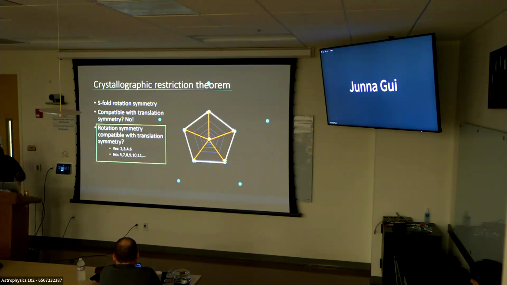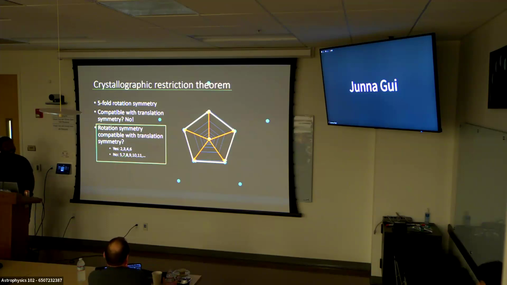Enough of that. So like I said, is rotation symmetry compatible with translation symmetry? The answer is yes, depending on which kind of rotation symmetry you're talking about. For 2, 3, 4, and 6-fold, the answer is yes. For 5, 7, 8, 9, 10, 11-fold, etc., the answer is no.